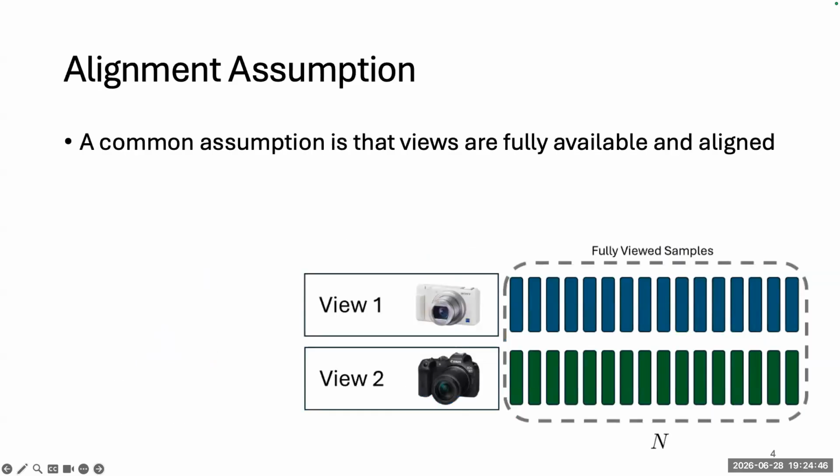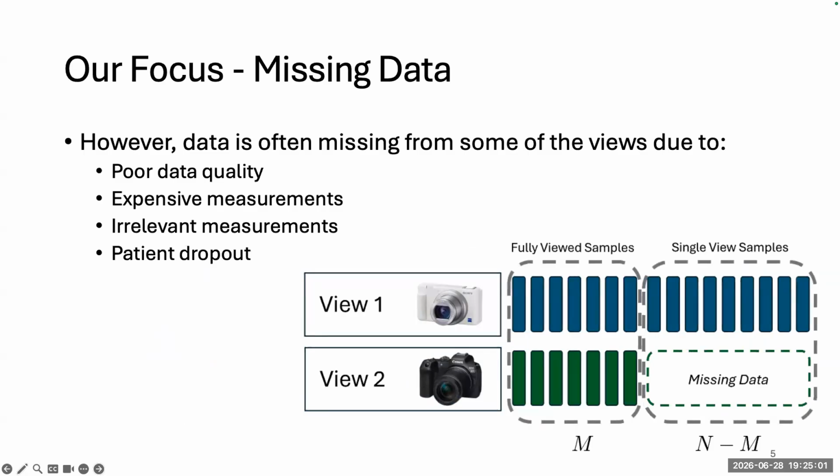We discuss the setting of n measurement pairs from two views. Most existing methods assume that the views are fully aligned, which means, as in the illustration here, that for each measurement from the first view, there is a corresponding measurement from the second view. In practice, measurements are often missing due to poor data quality, expensive or irrelevant measurements, or patient dropout.